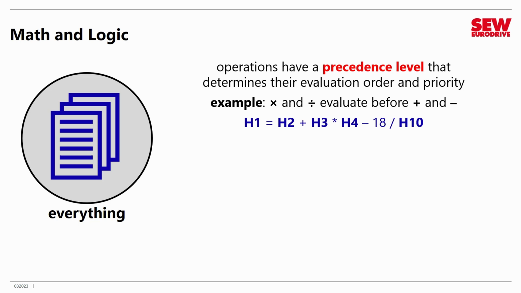Let me give you an example. Here's an equation. h1 equals h2 plus h3 times h4 minus 18 divided by h10. The question is, which operations happen first? How would this expression evaluate? All right, that could be pretty challenging to figure out. And if you want to understand how IPOS handles evaluation precedence, then what you need to do is get into the manual on page 194, and it explains precedence and shows a complete list.